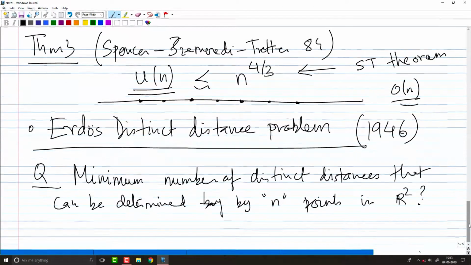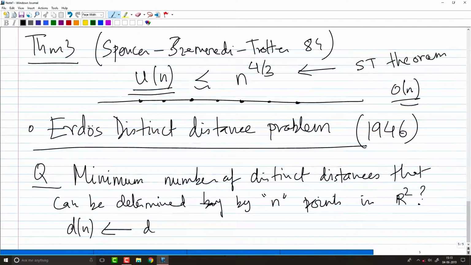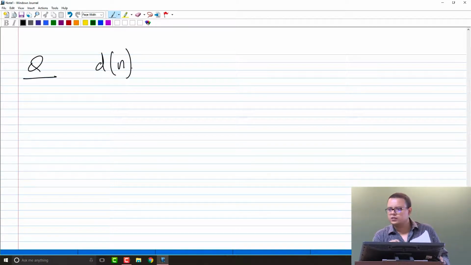This problem, the one that I have defined now, has also proved some interesting bounds. So again, we will denote this number by dn. Okay, dn will denote this number. So now another question: what is the trivial estimate for dn, the number of distinct distances?